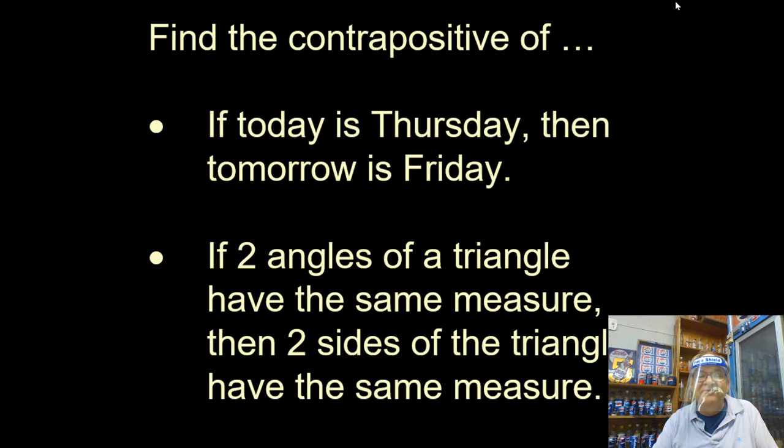contrapositive of if two angles of a triangle have the same measure, then two sides have the same measure. Anyone know what the contrapositive of that would be? Everyone's kind of hiding away, so I don't call on them this time. So am I going to start with sides or angles? Sides, because I got to go backwards. And what I'm probably going to say is if two sides don't have the same measure, then the two angles don't have the same measure either. Again, not the second half, then not the first half.